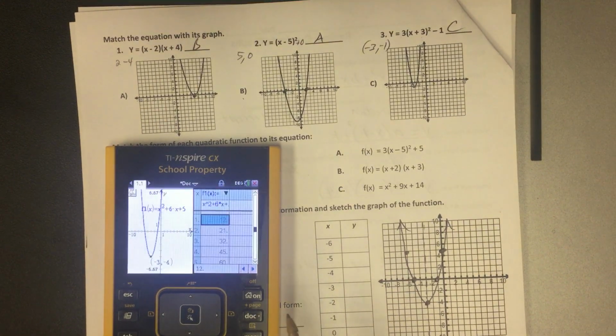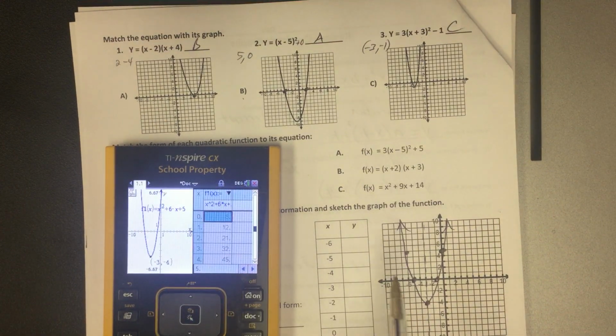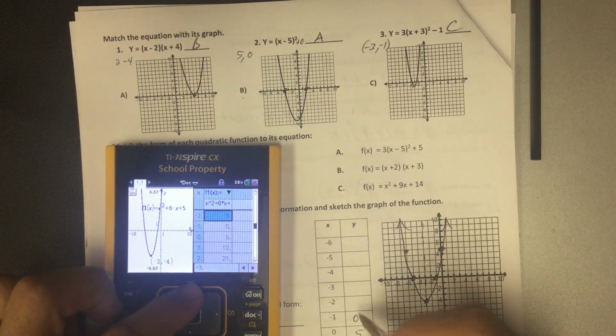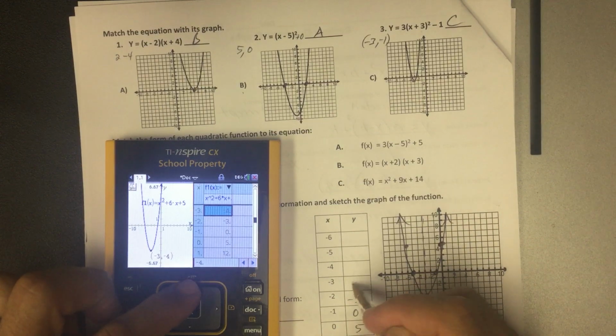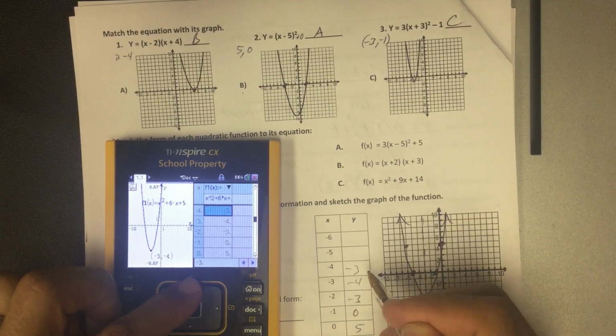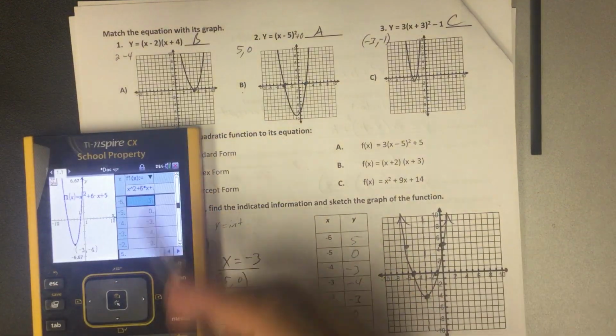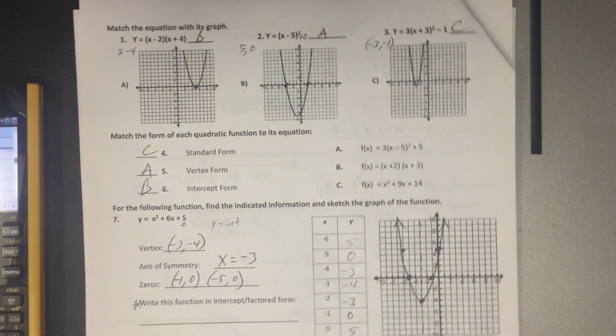Go to the table. So we got 0, 5, negative 1, 0, negative 3, negative 4, negative 3, 0, and 5, right? So all that stuff just comes straight off the calculator.